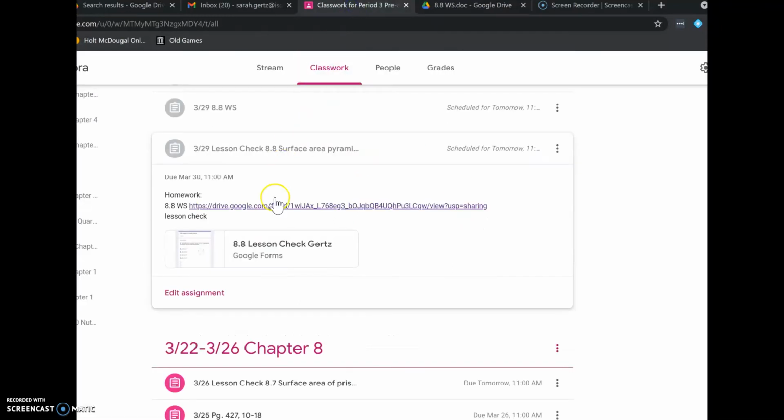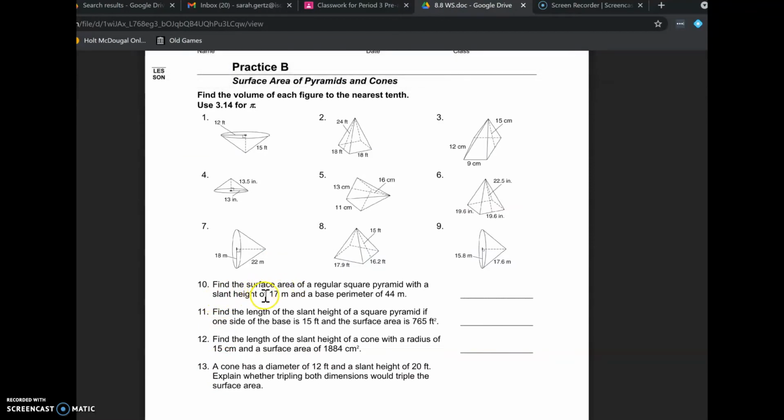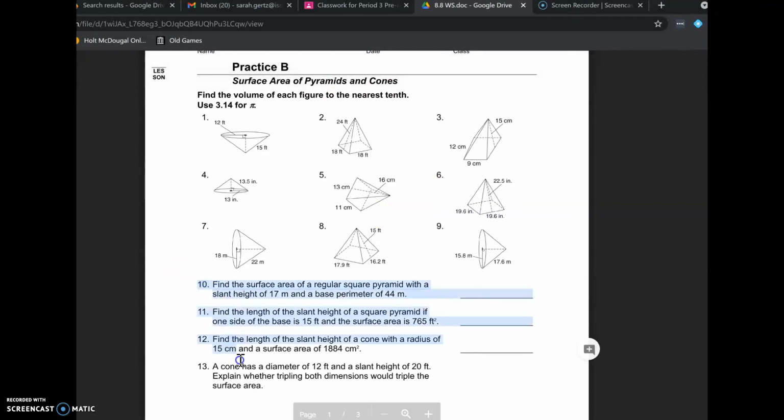Okay, lesson check is 3 questions. Okay? So these ones are more challenging, like they're where they give you the slant height and a base perimeter. So you can try those ones, but I want you just to be able to do these ones. And if you're wanting to challenge yourself, try these ones, 10 through 13, but those ones are not required.